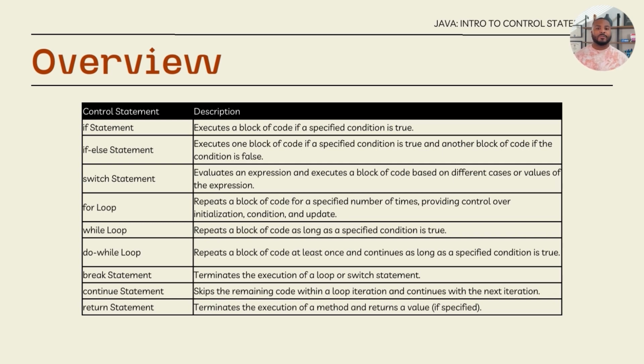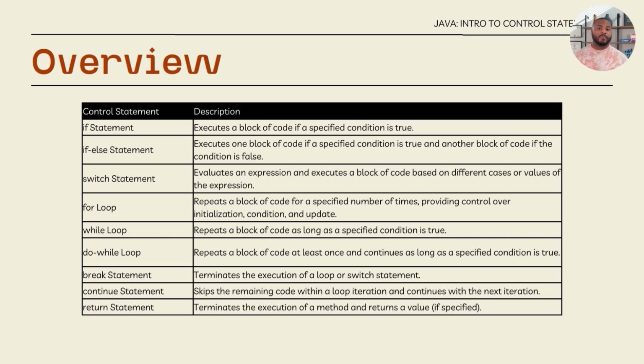The if statement allows you to conditionally execute a block of code based on a Boolean condition. The if-else statement extends this capability, providing an alternative block of code to execute when the condition is false. The switch statement is used for multiple conditional branches, providing a more efficient alternative to nested if-else constructs. For loops offer a structured way to iterate over a sequence of values with a specified initialization, condition, and increment.